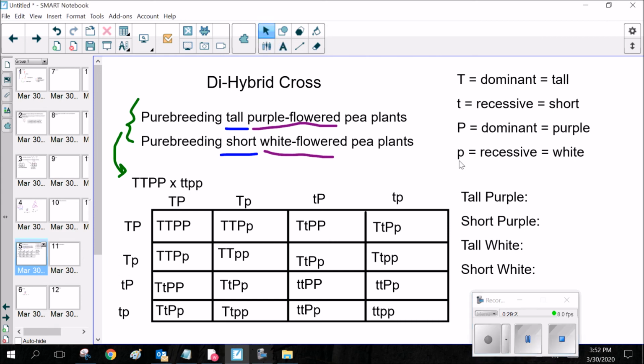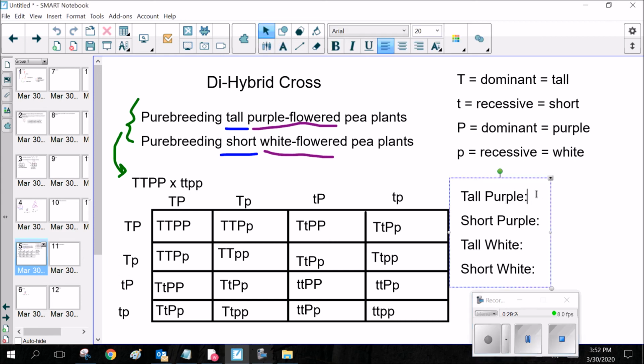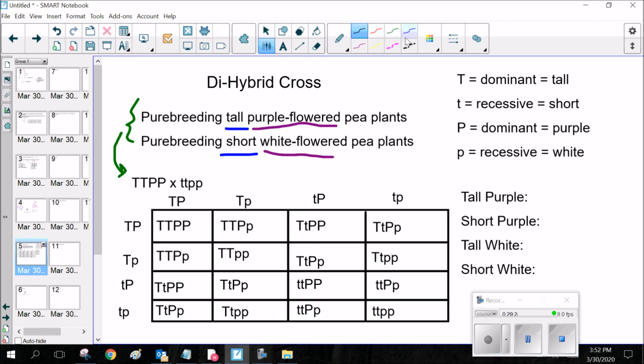And so if we were to go ahead and count how many of each one we had, let's go ahead and do that. Over here, we have, yes, that would be tall and purple. Yes, that would be tall and purple because they have at least one capital letter for each one of the traits. Yes, yes. Yes, no for this one. This one would be tall, but white flowers, so we're not going to count it because there's two little p's.